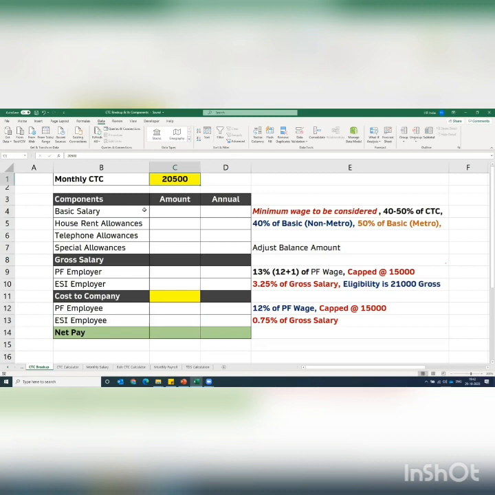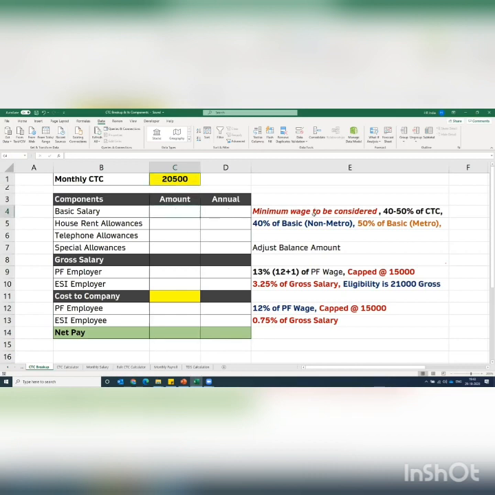For that purpose, we have taken a basic CTC format in which we have components, then the monthly amount, then the annual amount. What is the very first step of designing a CTC breakup, a compensation structure? To decide the basic salary of the employee. If somebody gives you a CTC amount and asks you to make a CTC breakup, you need to first decide the basic salary of the employee. And how do we pick the basic salary? What amount should we specify as basic salary out of this CTC?